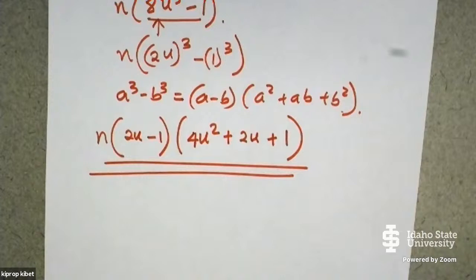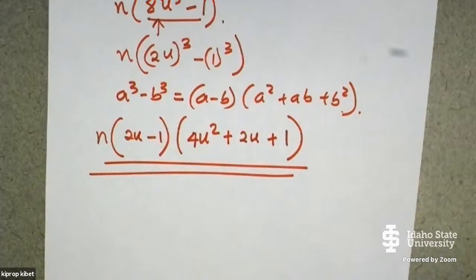So first of all, 8 is 2 times 2 times 2, and 1 is 1 times 1 times 1. So that's good. And make sure you don't forget the u. A square is the whole of it, the whole of that. So (2u) square.